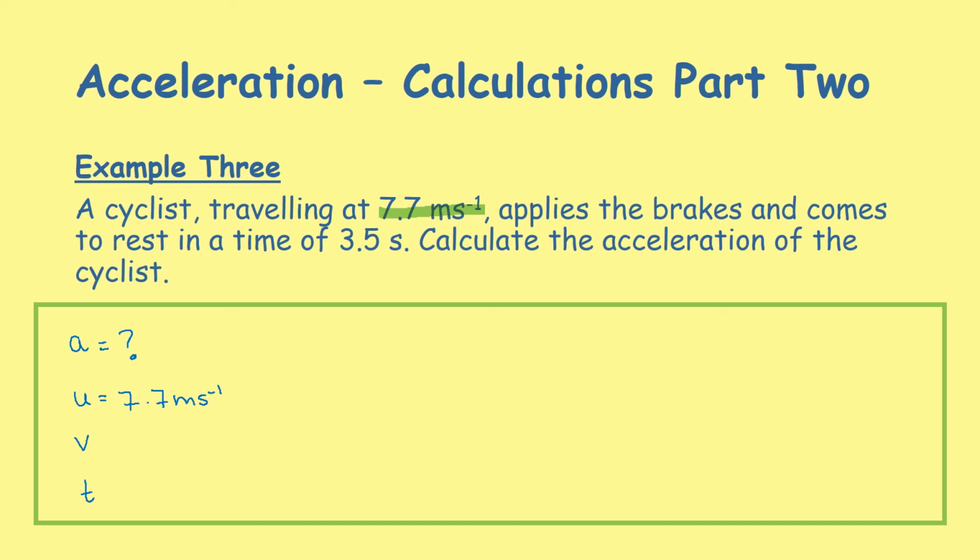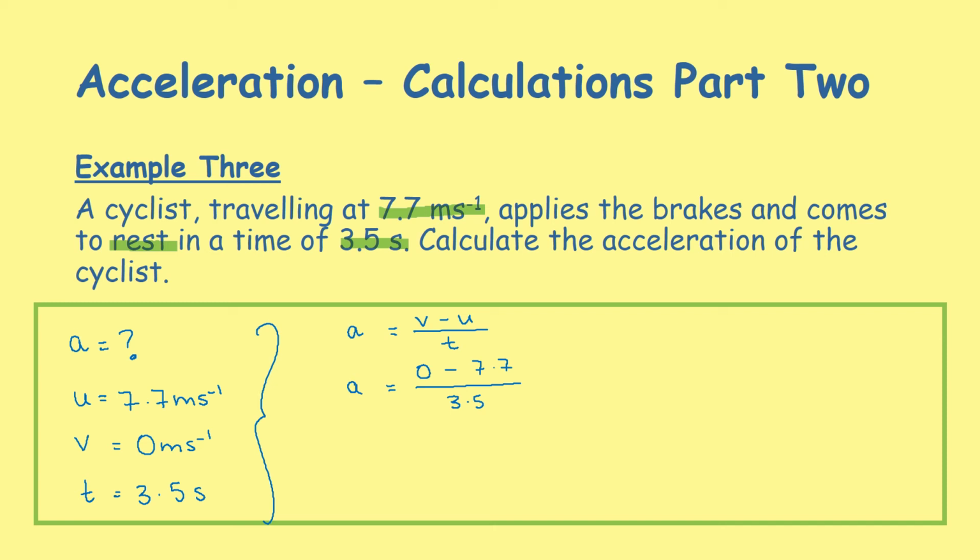And we can see that magic word again in here, comes to rest. So they're applying the brakes and coming to a rest, so that's 0 meters per second, which is our final speed, and that's in a time of 3.5 seconds. Now we can put the numbers into our equation. So first of all, A equals V take away U divided by T. So A equals our final speed of 0, take away our initial speed of 7.7, divided by our time of 3.5.